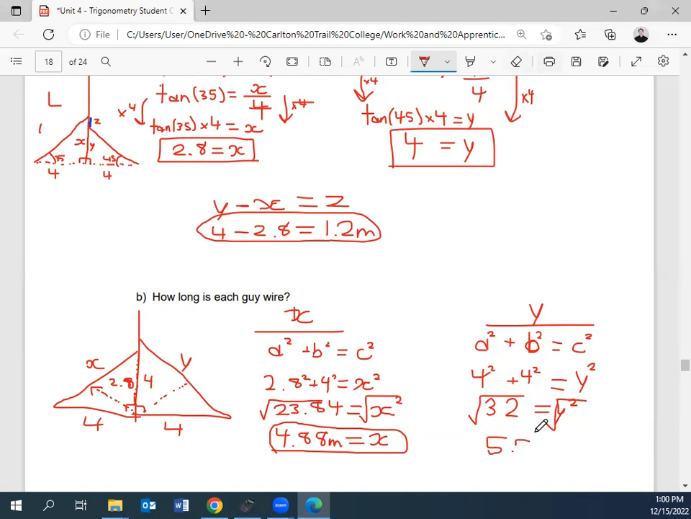Oh my gosh, that's really poorly written. There we go. So 5.66 meters is equal to Y. That's the final answer. I'm going to circle it. Okay.